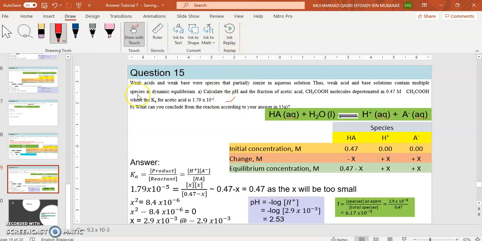What I mean by this statement is, in a system which has a weak acid or weak base, for example, here we take a weak acid, HA. This one ionizes partially, so it will have H plus and A minus. That's why in our solution we'll have a mixture of HA, H plus, and also A minus.